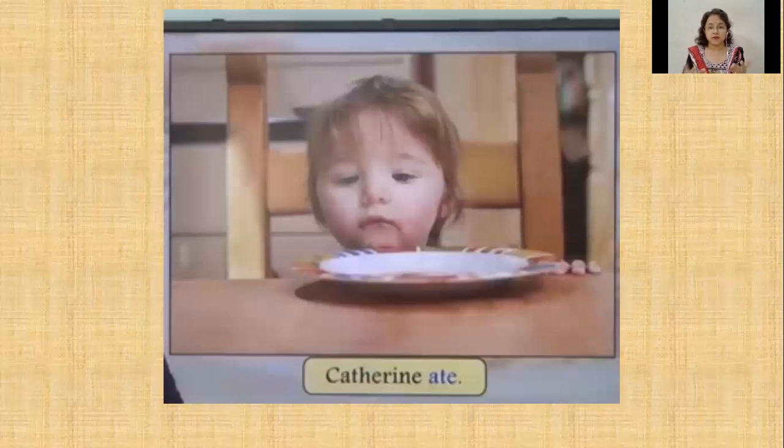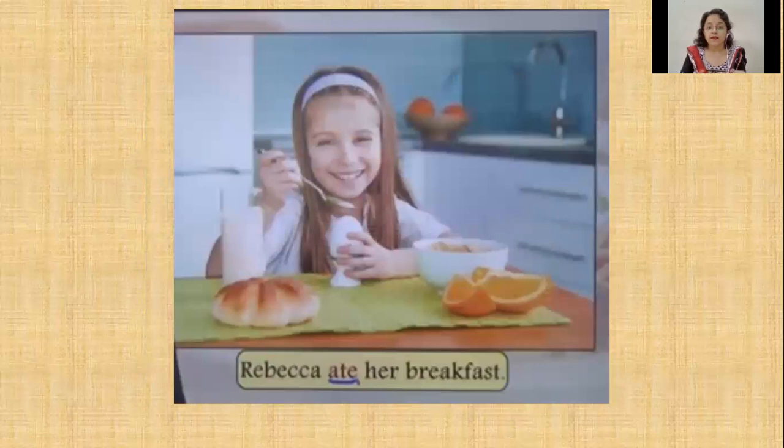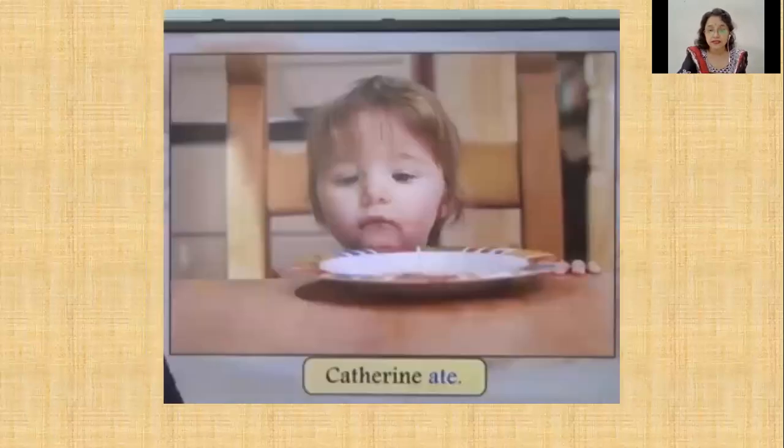Catherine ate. Just look at this small girl, cutie pie. Catherine ate. This sentence is completely okay. It doesn't require any object. So here ate is an intransitive verb. Rebecca ate her breakfast. What did Rebecca eat? Her breakfast. So here ate is a transitive verb, but in the previous sentence, the same ate is an intransitive verb.